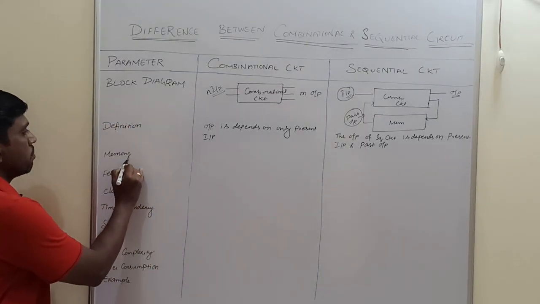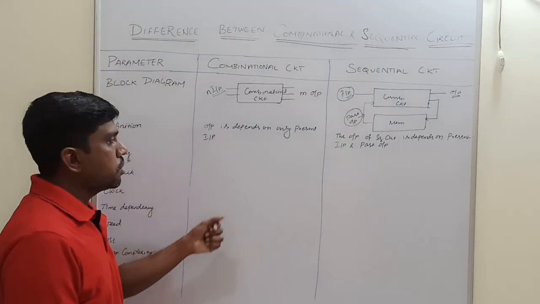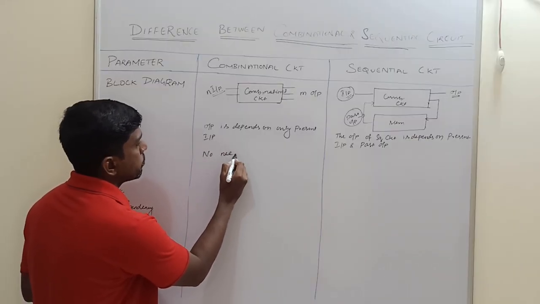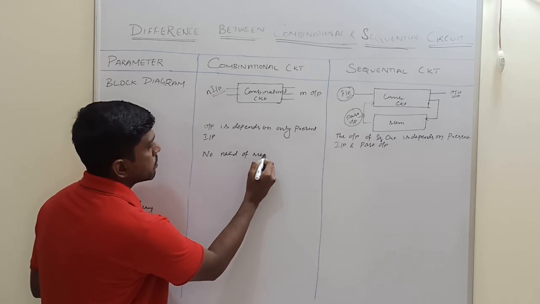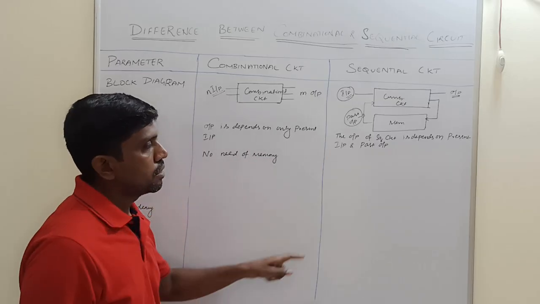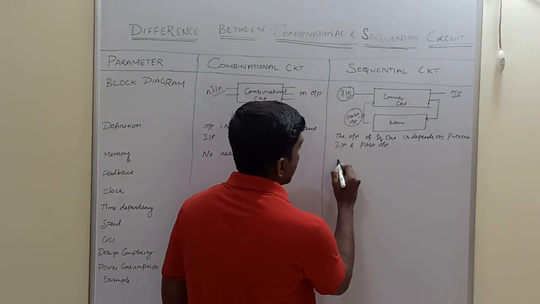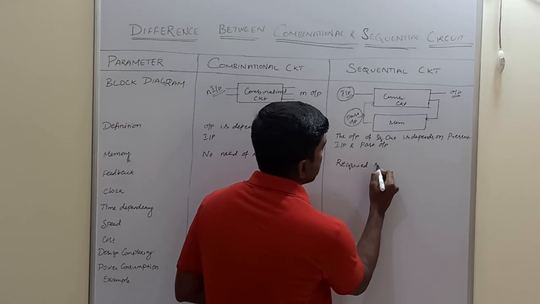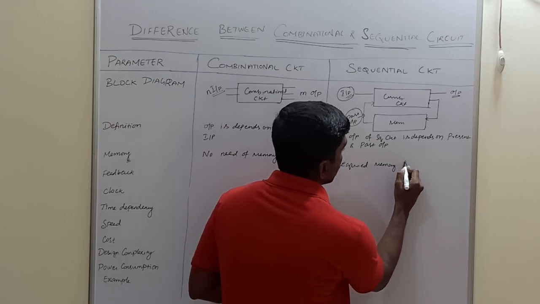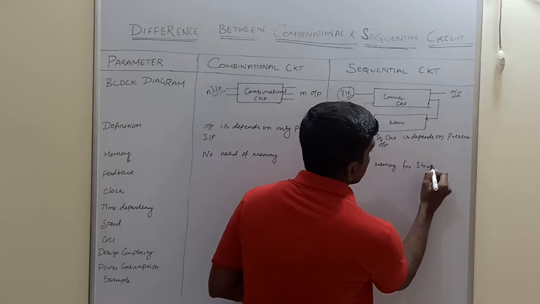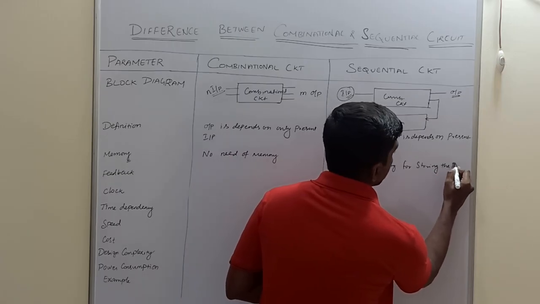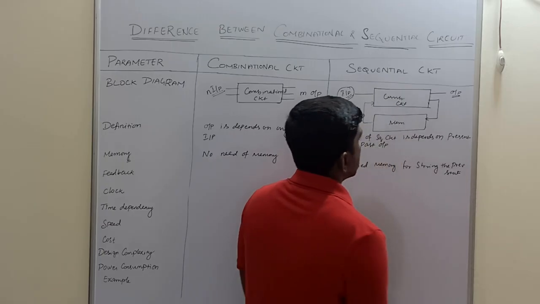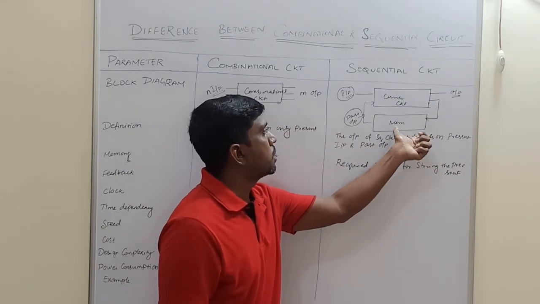The next one, memory. In the combinational circuit, there is no need of memory. But in the sequential circuit, we require memory for storing the previous state. This output value is stored in the memory.